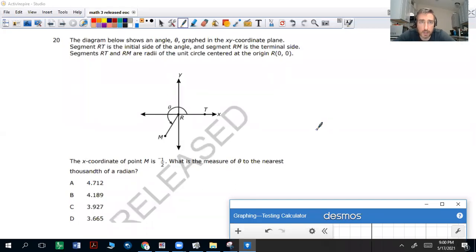Okay, question 20. The diagram below shows an angle theta graphed on the xy coordinate plane. Segment RT is the initial side of the angle. Segment RM is the terminal side. Segments RT and RM are the radii of the unit circle centered at the origin, with r equals r, 0, 0. The x-coordinate of point M is negative 1/2. What is the measure of theta to the nearest thousandth of a radian?